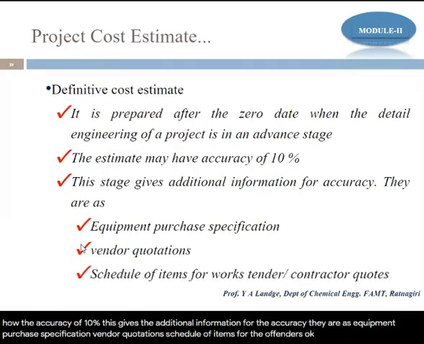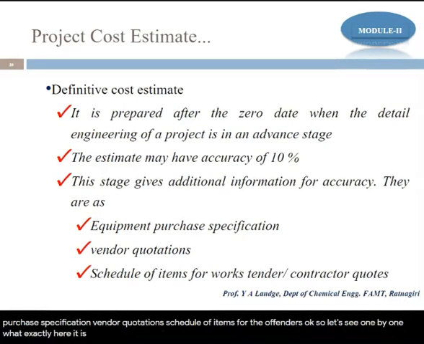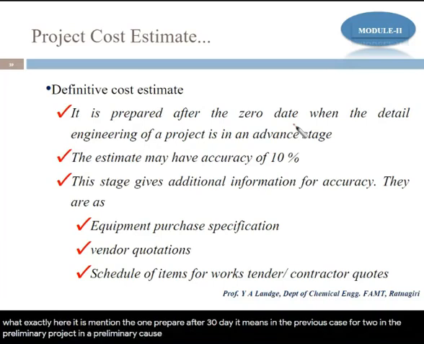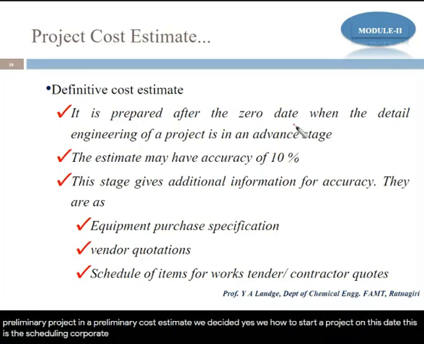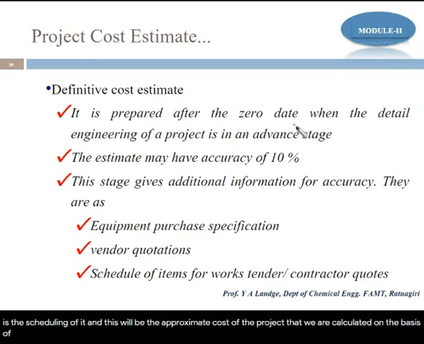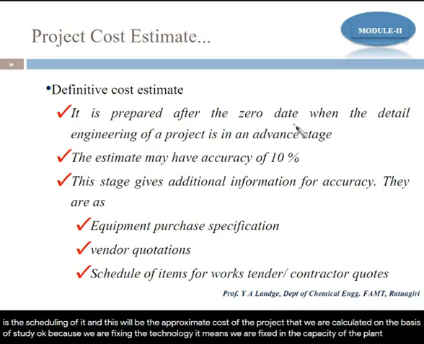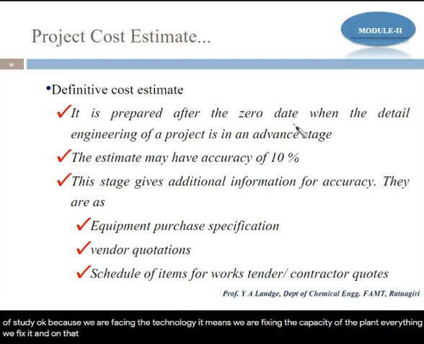Okay. So, let us see one by one. What exactly is mentioned here? The one prepared after a zero date. It means in the previous case, in the preliminary cost estimate, we decided yes, we have to start a project from this date. This is the scheduling of it, and this will be the approximate cost of the project that we calculated on the basis of the study. Okay, because we are fixing the technology, it means we are fixing the capacity of the plant. Everything we fix it, and on that basis we calculate.